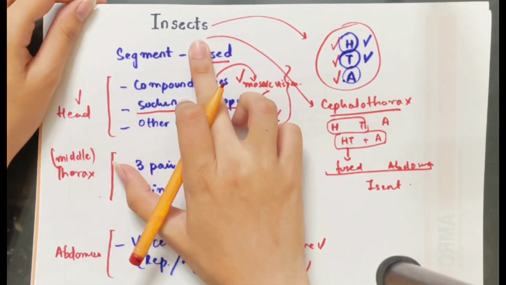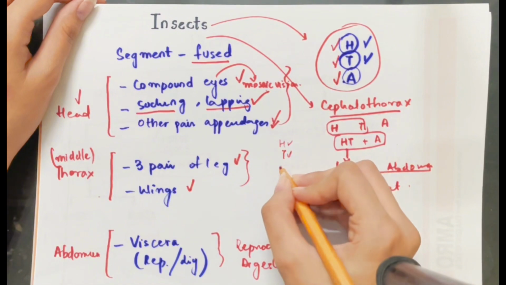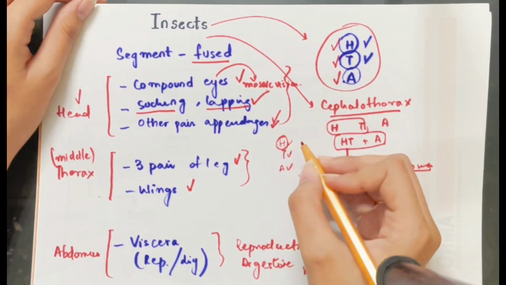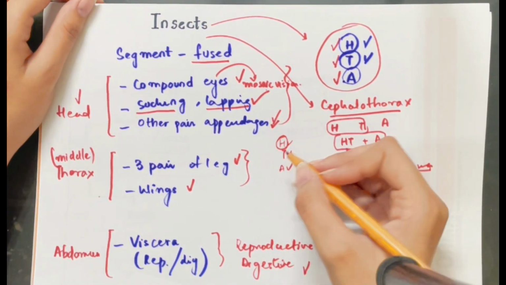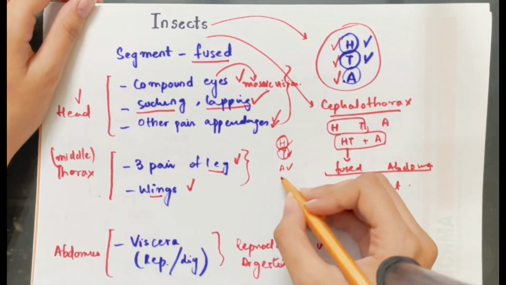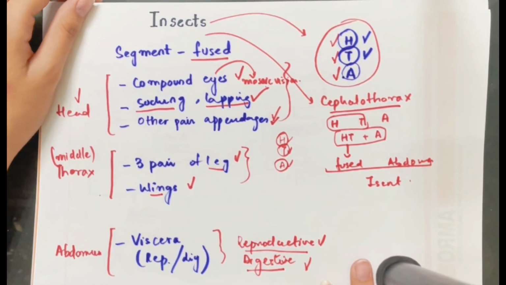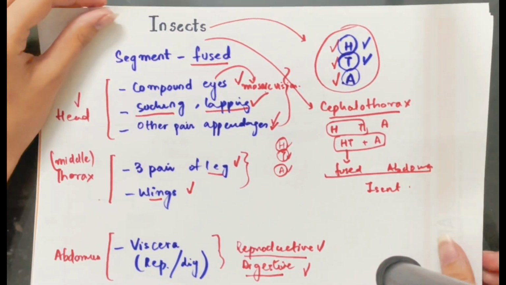Thus the body of an insect, similar to the Arthropoda, has the head, the thorax, and the abdomen. The head part consists of the mouth parts and the compound eyes. The thoracic part consists of the legs or the wings. And the abdomen part consists of either the reproductive or the digestive system.